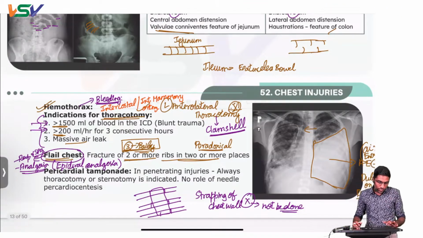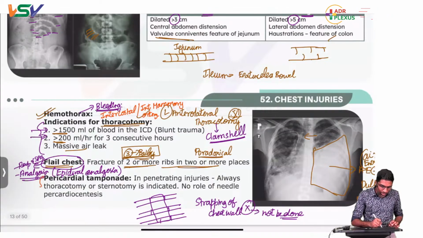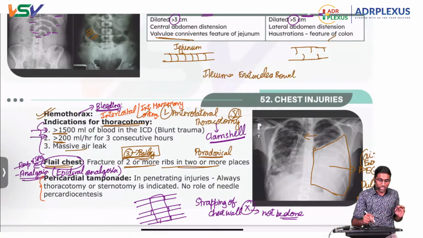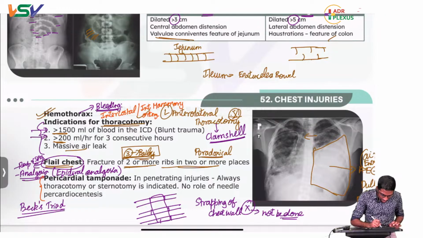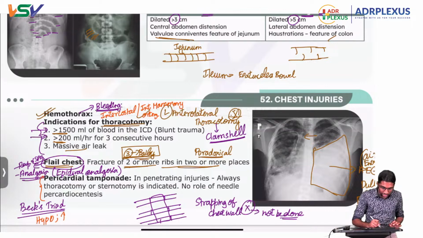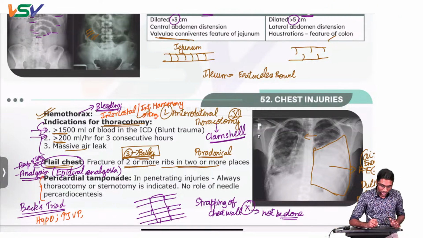And another condition known as pericardial tamponade. The patient will present with Beck's triad. So Beck's triad means hypotension, increased JVP, neck veins get dilated, and muffled heart sounds.